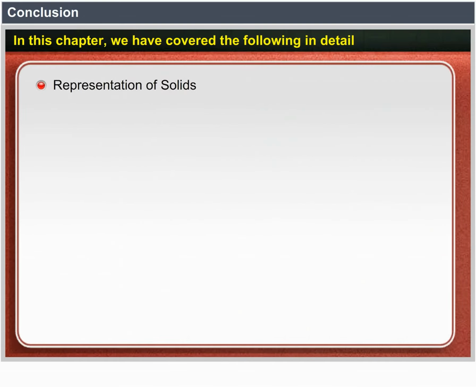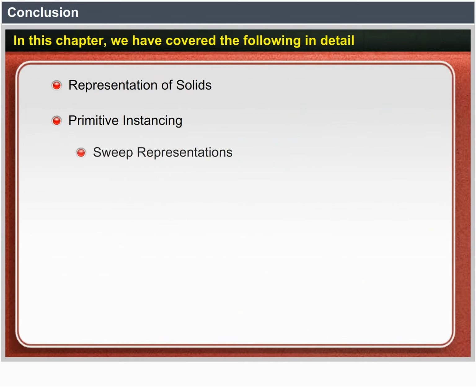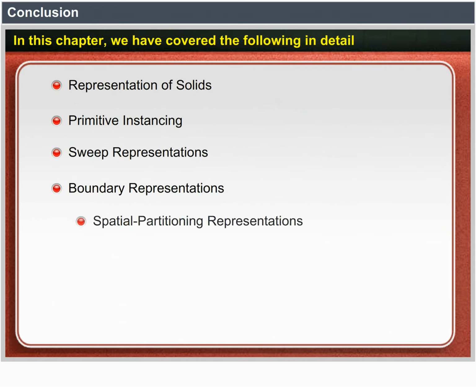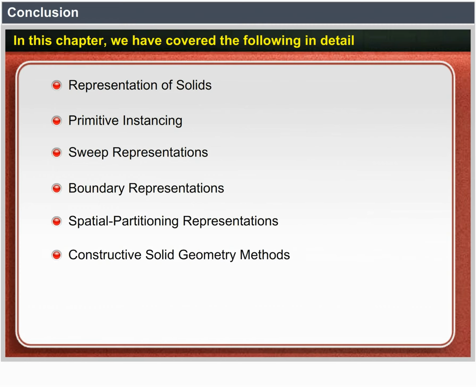Conclusion. In this chapter we have covered the following in detail: representation of solids, primitive instancing, sweep representations, boundary representations, spatial partitioning representations, constructive solid geometry methods, octrees, binary space partitioning trees.